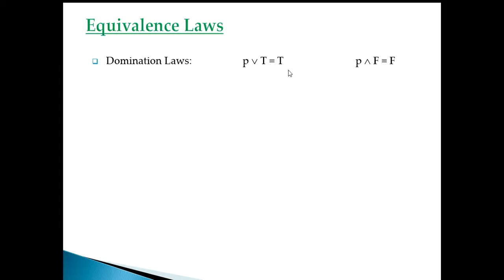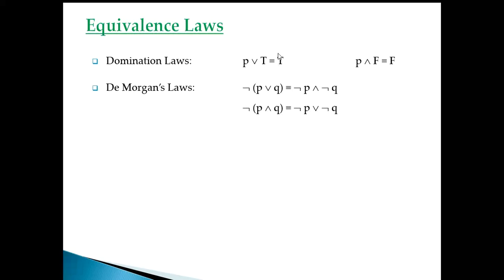Now another rule is the domination laws. And what are the domination laws? P or T is equivalent to T. P and false is equivalent to false. It means you can take any P, a proposition that is true or false. When you take true, true or true is true. When you take false, false or true is again true. So we get true. Clear? Next one is De Morgan's law.